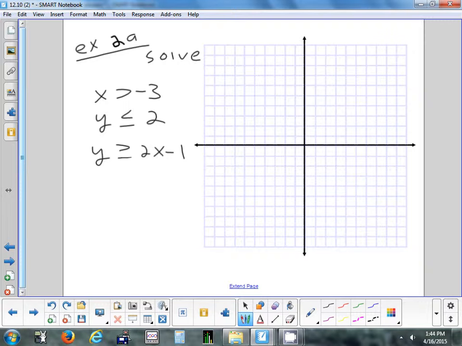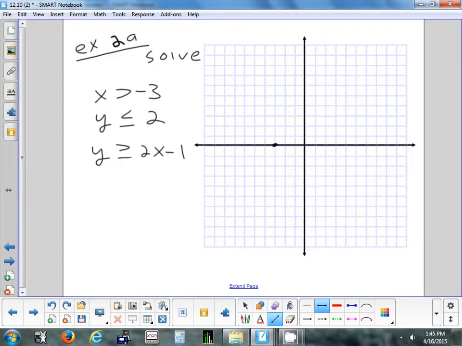Mr. Roy went over this yesterday. I think he did a warm-up with it. Okay, how do you graph x is greater than negative 3? Negative 3 on which axis? On the x. So you go up. And now where do you put your line? Up and down. Okay? Anytime you've got x by itself, it's up and down. Dotted or solid?